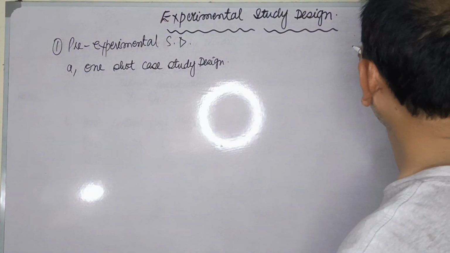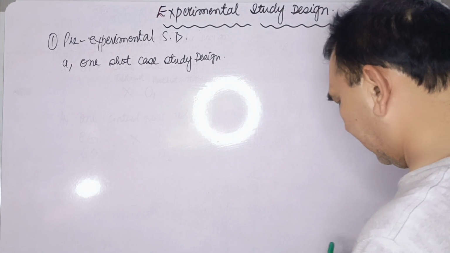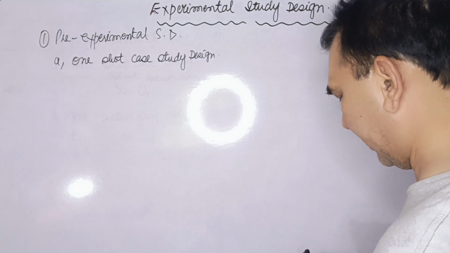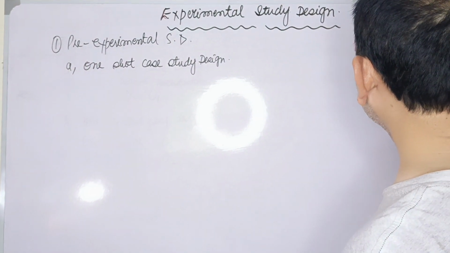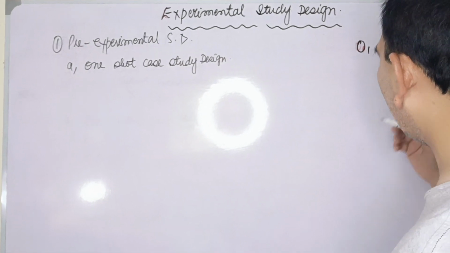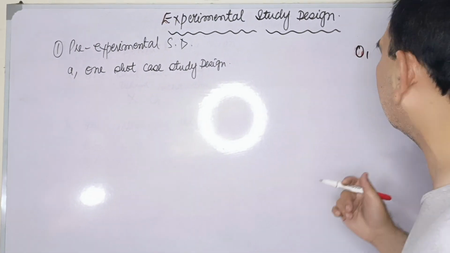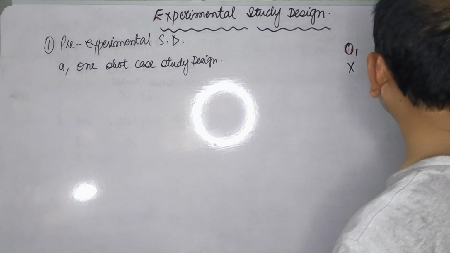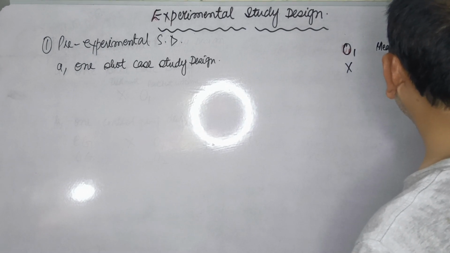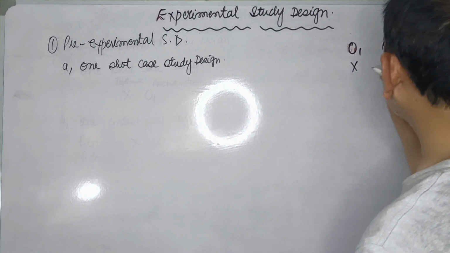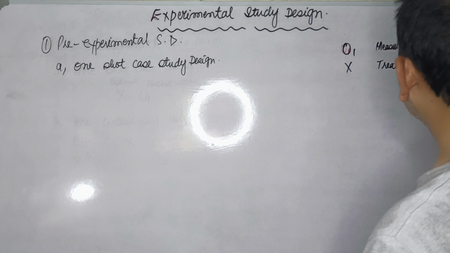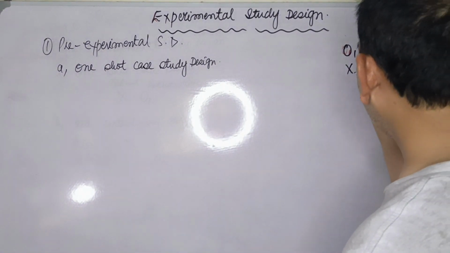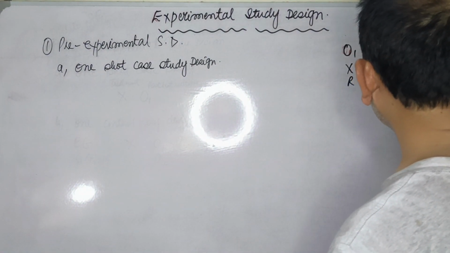O is for observation, the measurement of any outcome. It may be a pre-test, it may be a post-test. X is for the treatment. Treatment may be medical, surgical, or any drug trial. And R is for randomization.